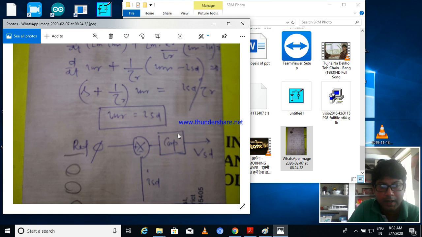It is generating the error signal, and a compensator is introduced. Eventually this should be PI regulated. This will give the VSD output, meaning the stator direct axis voltage. Okay, so this is the flux loop. Thank you.